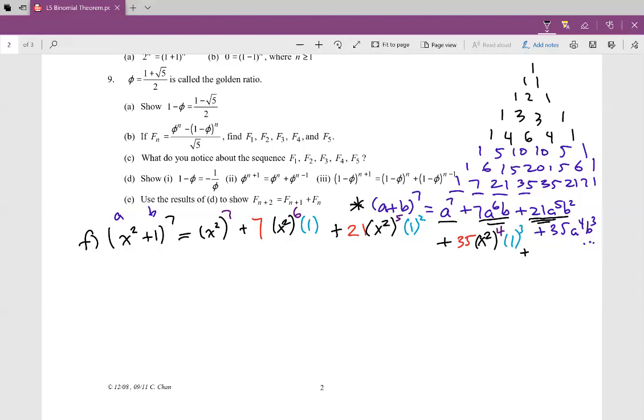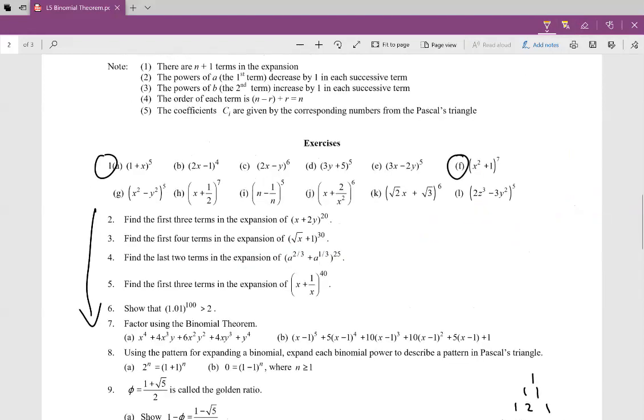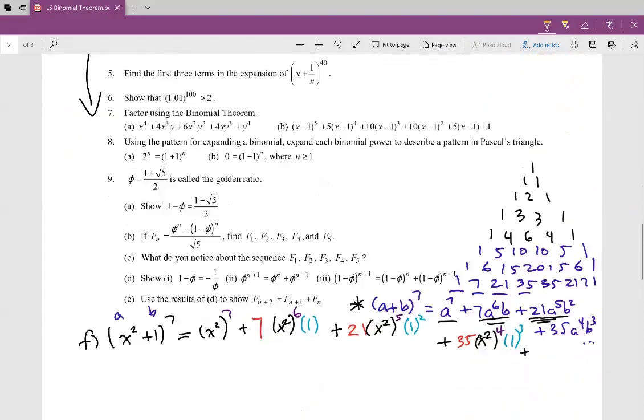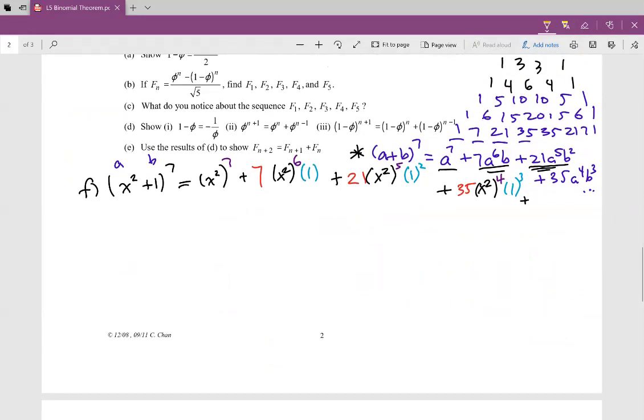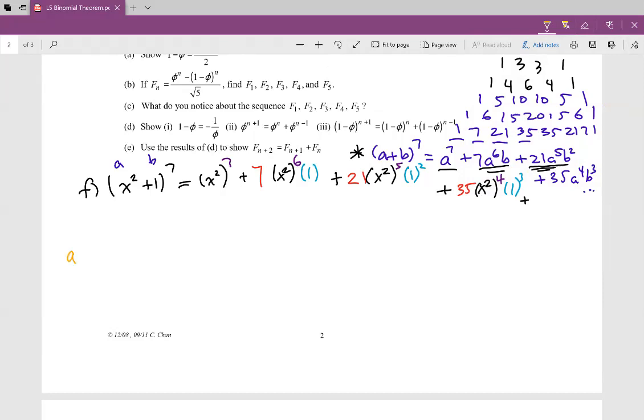Now, here's what you're going to be doing. Let's scroll back up and use orange. Even though we use Pascal's triangle for the coefficients, use the pattern to descend for a and the pattern to ascend for b, and use exponent rules to expand. What does that really mean? So in this example here, we are basically using the power rule.